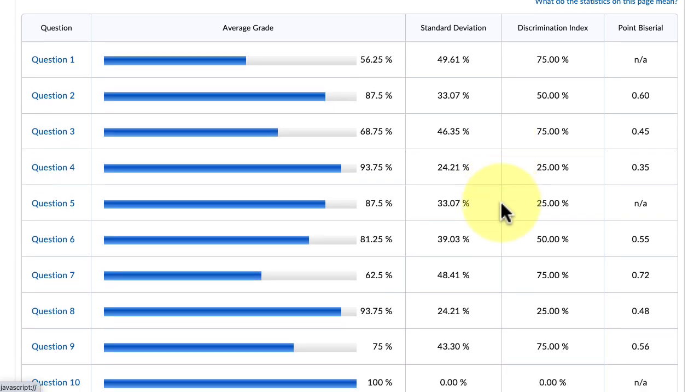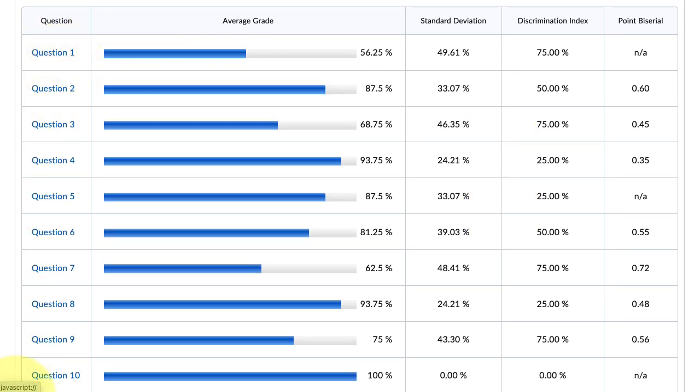So here you can see on this screen questions 1 through 10, and this is the average grade for each of the questions. Nothing is completely out of the ordinary. I would look at question 10 and think 100%. That might have been an easy question, or it could have been that it wasn't scored properly, or it could have been that it was something that everybody really understood.